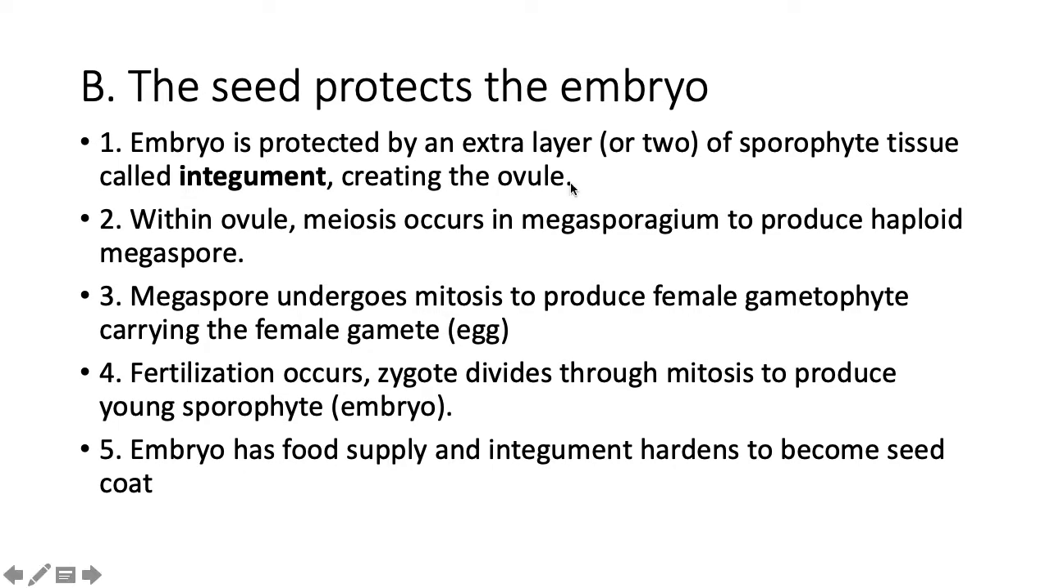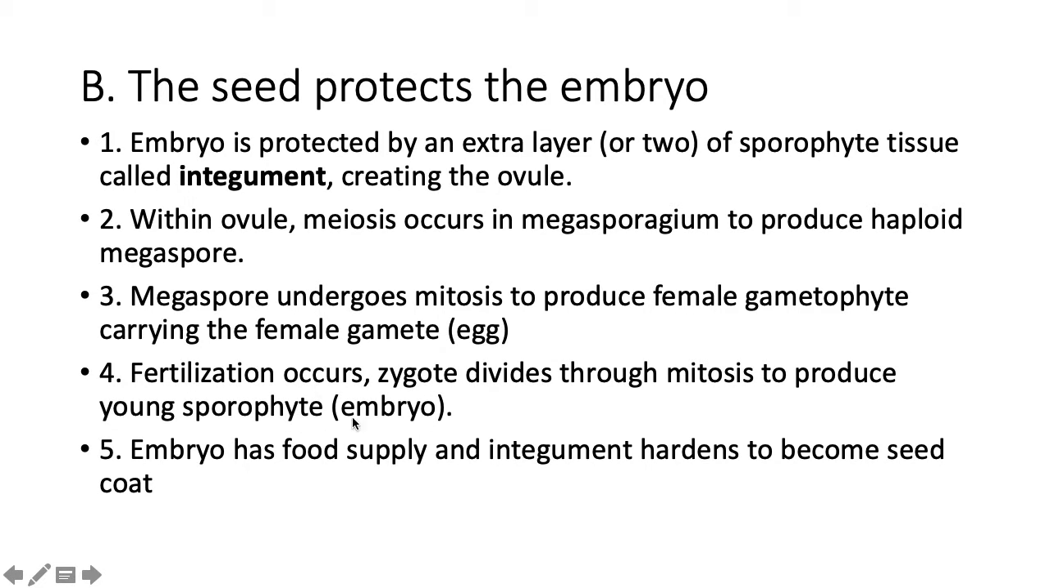So inside the ovule, you'll have meiosis occur in the megasporangium. The prefix mega is for females. So the megasporangium produces haploid megaspores, basically eggs. So these megaspores, they'll go through mitosis, they'll form the female gamete, the egg, and then somehow pollen will occur, and we'll talk about different ways that this happens, but fertilization occurs, and now we have a diploid zygote, and it turns into a young sporophyte.